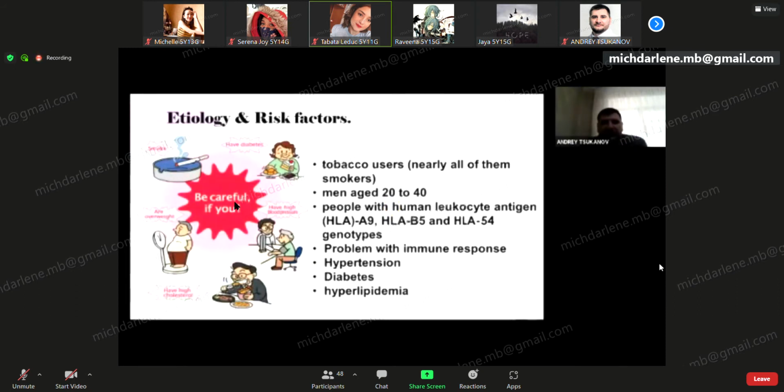It's genotypes of HLA A9, HLA B5, and HLA 54 genotypes, probably with immune response, hypertension, diabetes mellitus, hyperlipidemia. It's all risk factors of thromboarteritis obliterans.